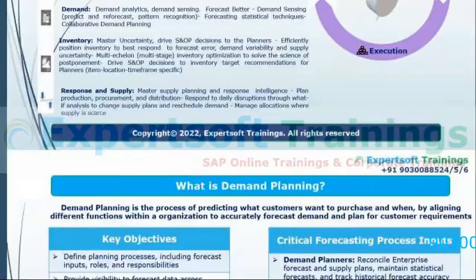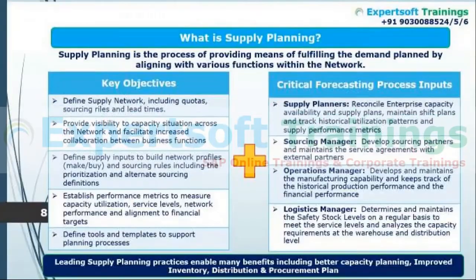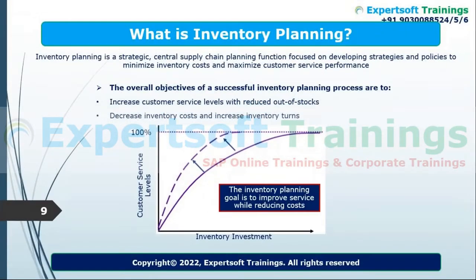So this we have seen one by one: what is demand planning, supply planning, and inventory planning. If you see here, in order to meet our customer demand, you need to maintain a high inventory cost rate. So in order to have a high customer service level, you need to have a high inventory cost.